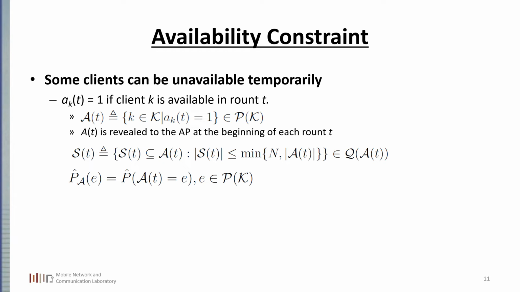For simplicity, it is assumed that the set of available clients is IID over time, and the corresponding distribution of the available clients P_A is unknown in advance. However, A_t is revealed to the AP at the beginning of each round T. Note that in the considered network, the number of clients is much larger than that of the available channels. Thus, the AP has to choose a subset S_t from the available clients.